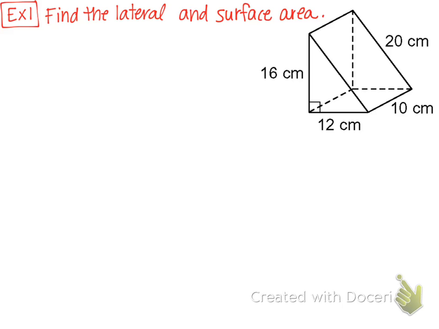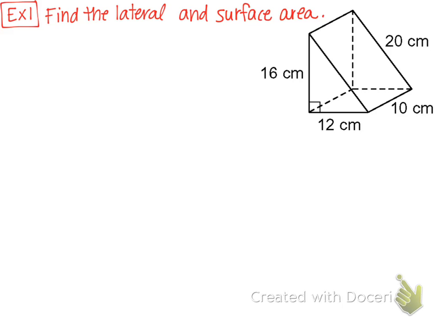Example 1 says, find lateral and surface area. So what we have here is a triangular prism. So the bases are these triangles. That means that we've got 3 lateral faces. We've got this one, we got this one, and we have this one. So don't get confused that just because this is on the bottom, it's still a lateral face. It's not a base. Remember, the way you name prisms is based on the base. And this is a triangular prism.